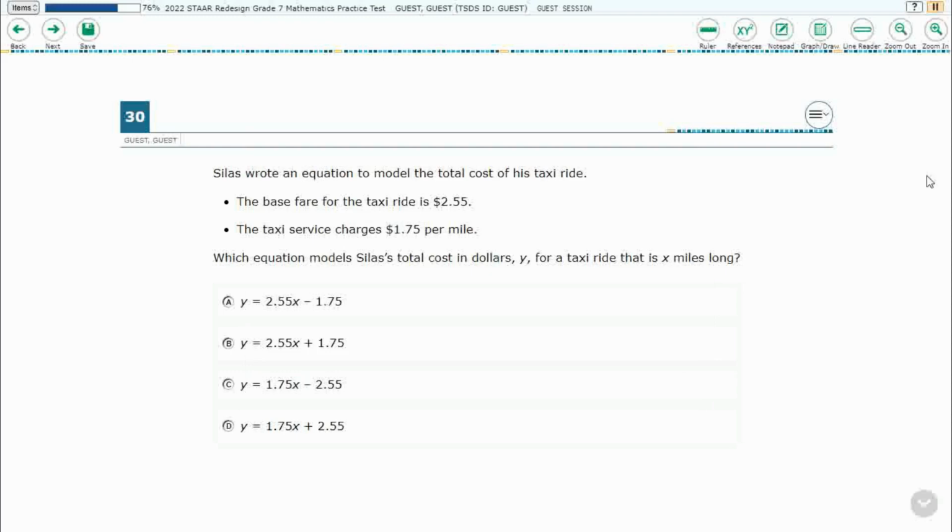So Silas is writing an equation for the total cost of a taxi ride here. Base fare is $2.25, $1.75 per mile, and we need to find an equation here that matches that.